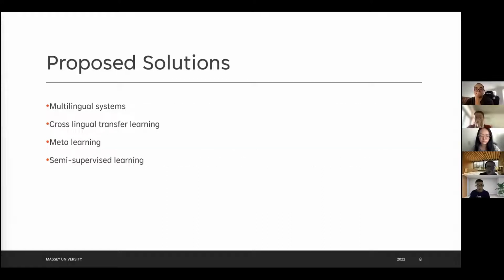So to deal with these kinds of problems, there are many solutions proposed in the past. These include multilingual systems, cross-lingual transfer learning systems, meta learning systems, and semi-supervised learning systems. And there are some data augmentation techniques as well. We will discuss these in detail in further slides.